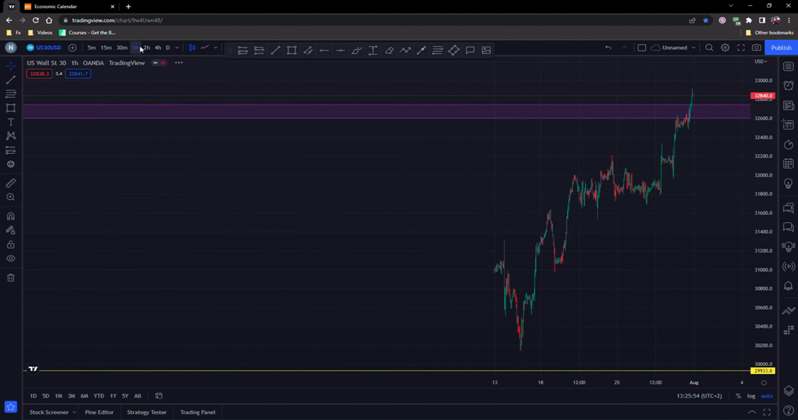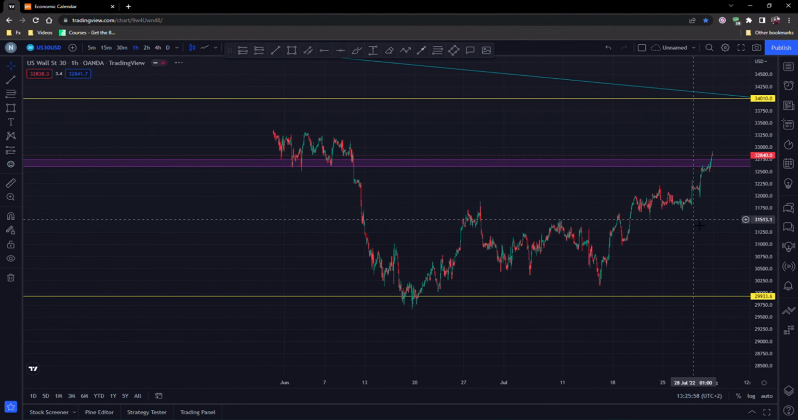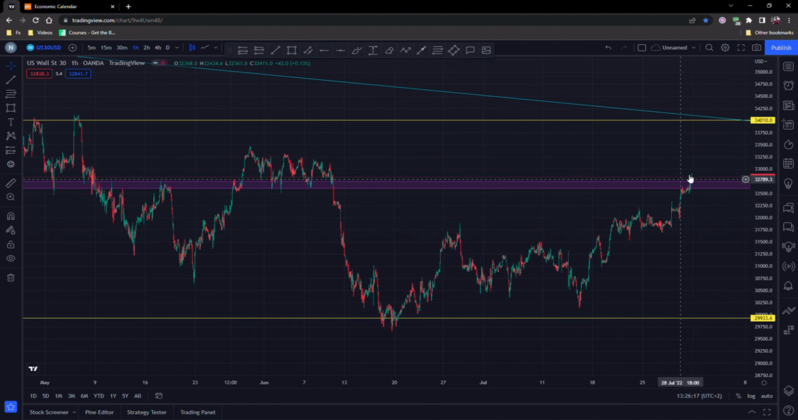Let's go to the hourly. Right, on the hourly, if we look, you can see that here we are gaining momentum: higher low, higher low, higher lows. We're creating higher lows and higher highs. So we can see that we are in a bullish movement, and now we created a higher high.